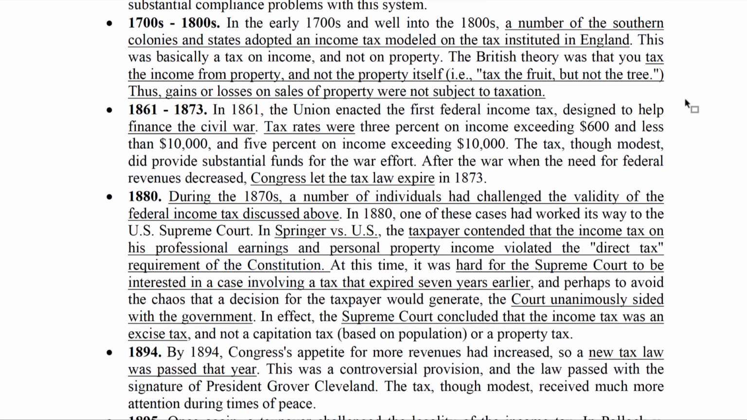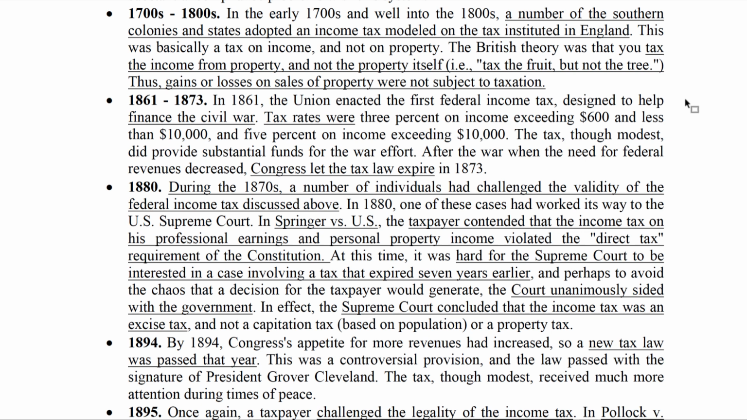So let's move over to the next century, the 1700s to 1800s. In the early 1700s and well into the 1800s, a number of southern colonies and states adopted an income tax modeled on the tax instituted in England. You might recall that during the 1700s and 1800s, there was this struggle between the North and the South. The North was where a lot of business and development was growing, and the South was where all the agricultural activity was. So there were a lot of tariffs, and tariffs deal with imports and exports. There were a lot of tariffs in the 1700s and the first half of the 1800s on exporting cotton.